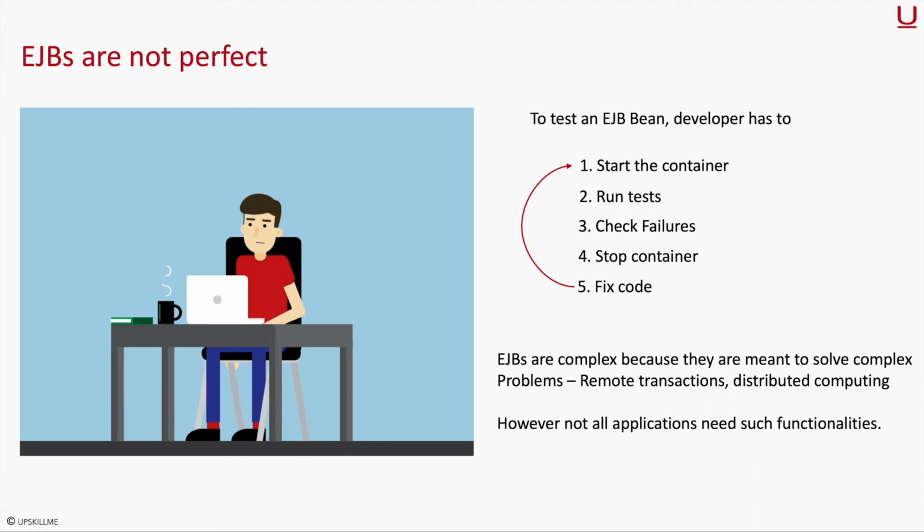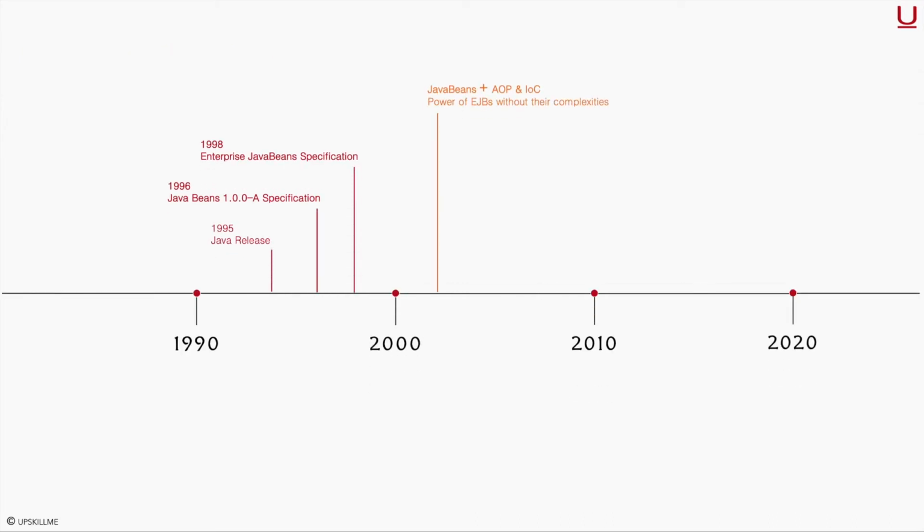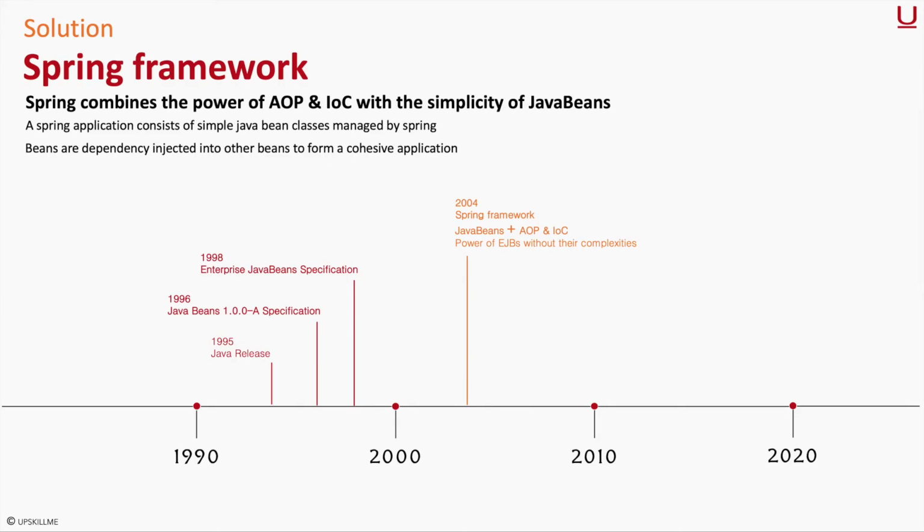See, enterprise Java beans were not complex just for the sake of complexity. They were complex because they were solving complex problems like remote transactions, distributed computing, etc. But most of the applications don't need these functionalities. On the other hand, during the early 2000s, new programming techniques like inversion of control and aspect-oriented programming were giving Java beans much of the power of enterprise Java beans, but without all of their complexities. Let's have a look at why Spring.